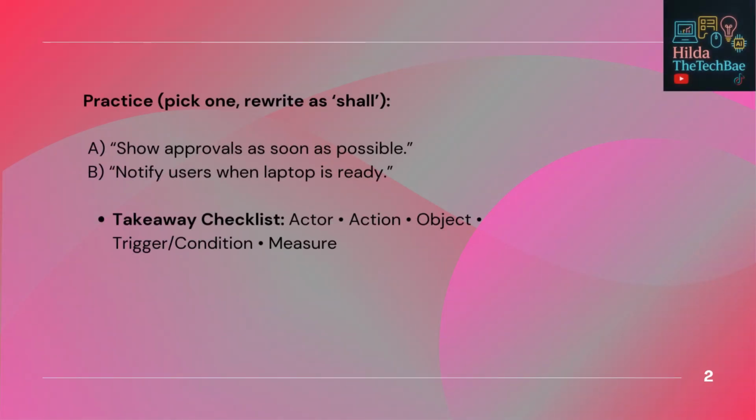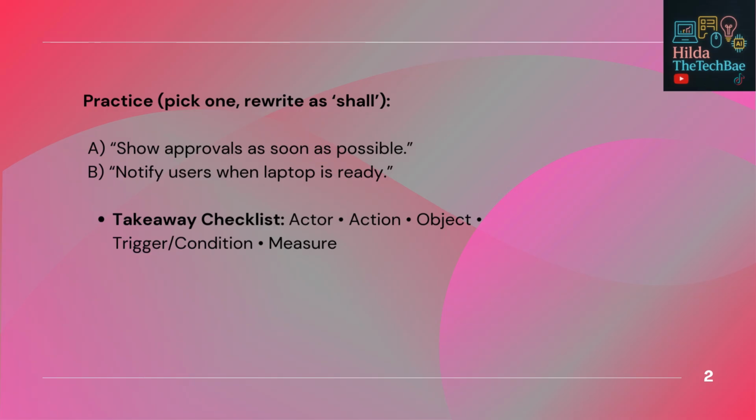So here you have to pick one and help rewrite it as a shall statement. So pick A or B, right? And then let's use the formula checklist. A is: shows approval as soon as possible. B is: notify users when laptop is ready. So the takeaway checklist here is, remember from previous slides: actor, action, object, trigger slash condition, and then measure.